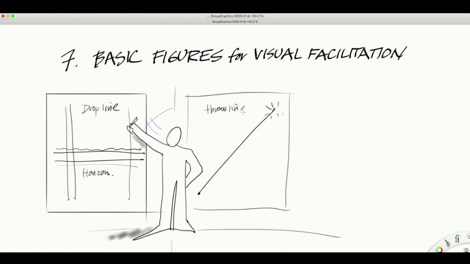Now, it turns out that drop lines, horizon lines, and throw lines make up all the different shapes that you want to do. So a pyramid would be a little throw line base up to the point, down to the base. A square would be a drop line, drop line. You add the two together and you get a hollow arrow. So you already begin to get a vocabulary.